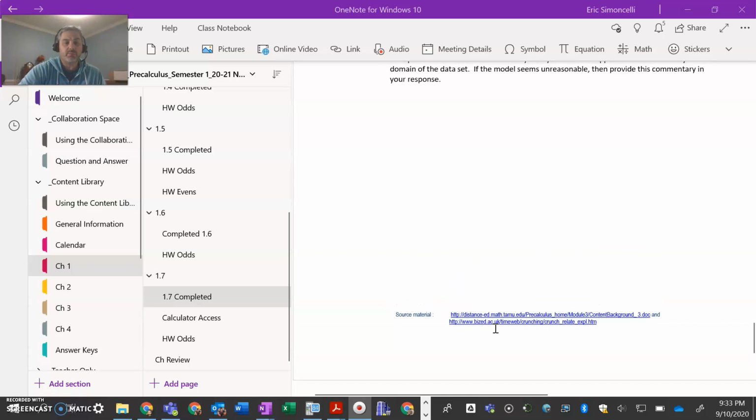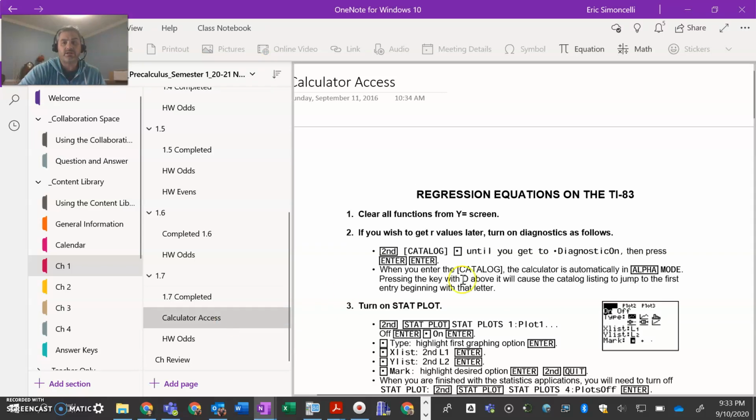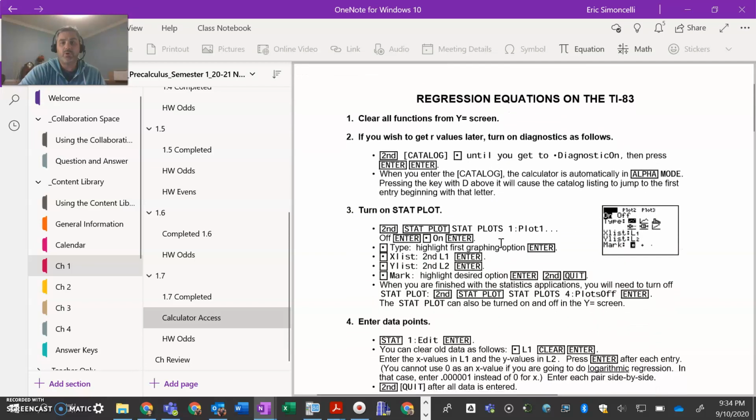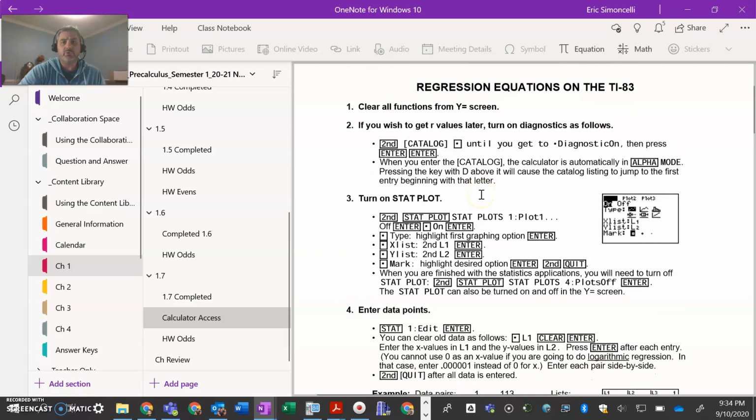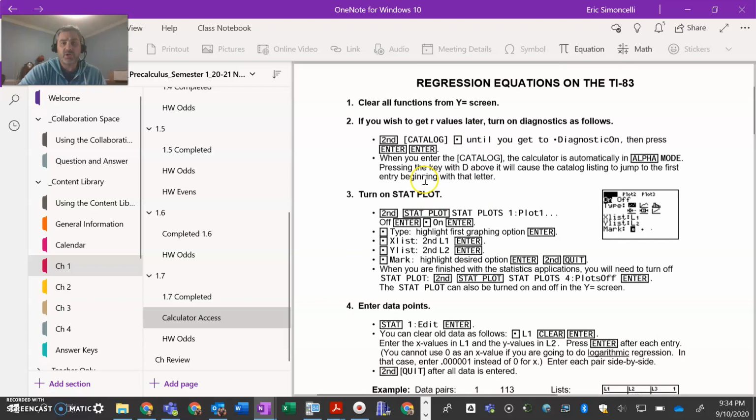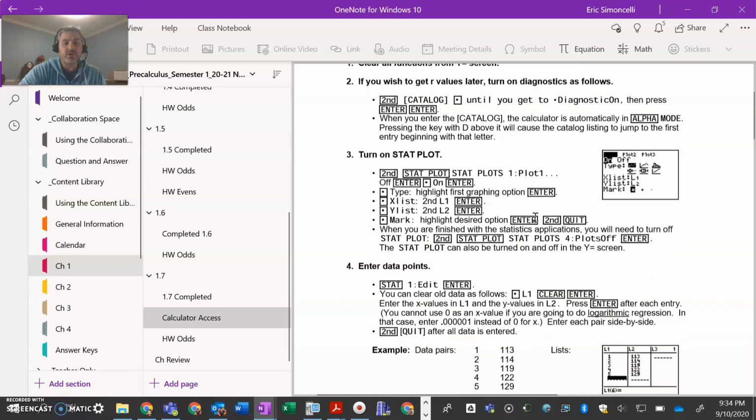I do want to highlight that before you begin your homework for tonight, we have a page here for calculator access. I am not going to walk you through step by step how your calculator can do these things for you. That is up to you. We try to lay it out in such a way where you're following one step at a time how to perform a regression analysis. I do strongly urge that you look at the very first example again and walk through one step at a time how you go through the stat plot. Before that, even if you wish to get R values, you have a diagnostic option that you can turn on. So follow those steps.